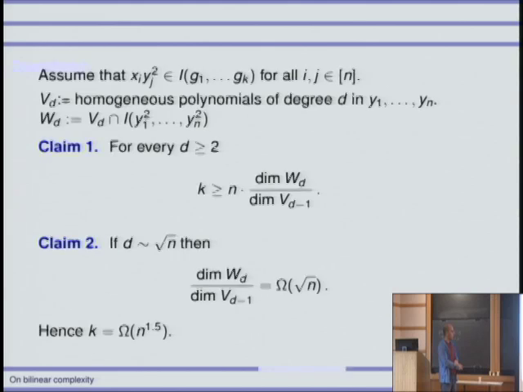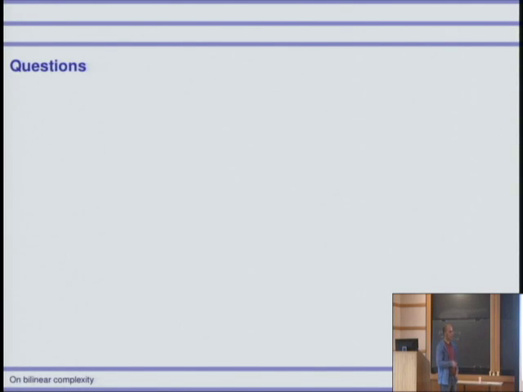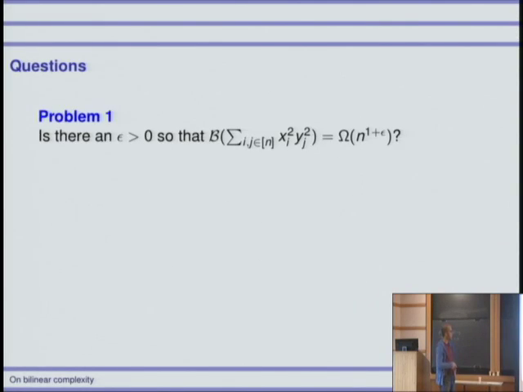And I'll end with questions, open problems. The first one is to estimate the bilinear complexity of sum of squares. This is a really interesting question that would have implications in circuit complexity. And this is the most interesting question in this context, I believe. Or if you want, you can replace the left-hand side by an explicit polynomial, and that would also be very interesting, and that's also not known.